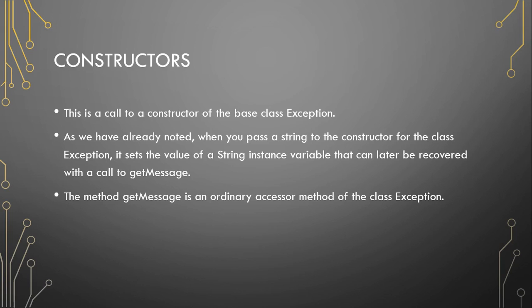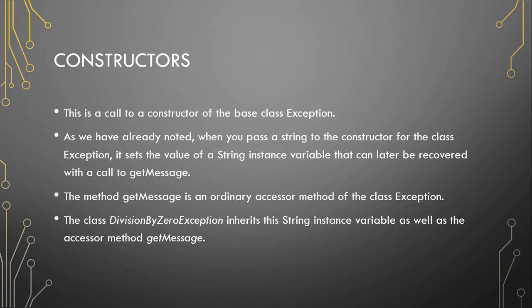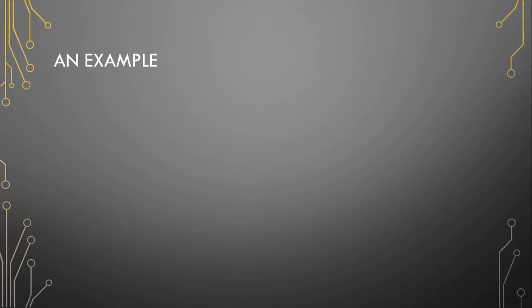Now, the method getMessage is an ordinary accessor method of the class Exception. The class DivisionByZeroException inherits this string instance variable as well as the accessor method getMessage. So really, it's not changing any way of how we've been doing try, catch, throw. The biggest thing that's changing is that we can specify what we want it to be. So let's look at this with an example.